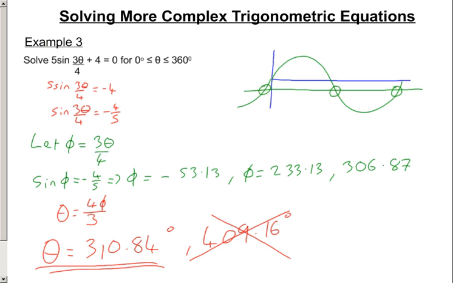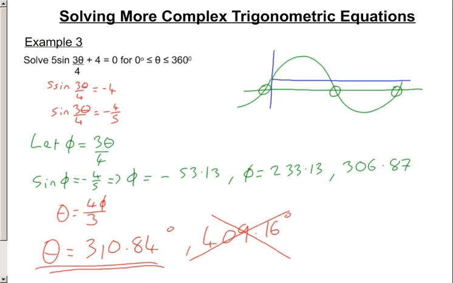Now you could have done this in the same way as the previous ones by sketching sine of 3/4 of theta and finding how many solutions there were in the domain. That would have been fine. It's just a bit trickier to sketch sine of 3 theta over 4. So rather than go about that and maybe make a mistake, this way we can find extra ones and just remove the extra ones at the end because we know we don't need them because they're outside of the domain.